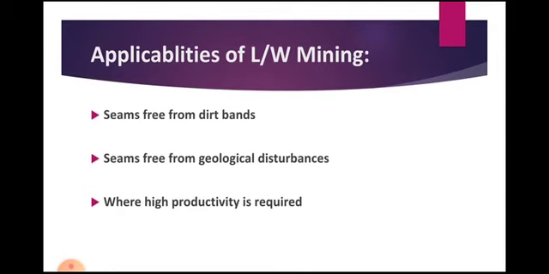Next, coming to the seams free from dirt bands. As we all know, there are 4 types of bands in coal seams. They are vitrain, clarain, durain, and fusain. And we all know that vitrain and clarain are the bright bands of coal, and durain and fusain are the dirt bands of coal. Dirt bands of coal include the shaly part or stone, which is not coal, and they also have very negligible amounts of volatile matter in coal seams, and these are not profitable to extract.